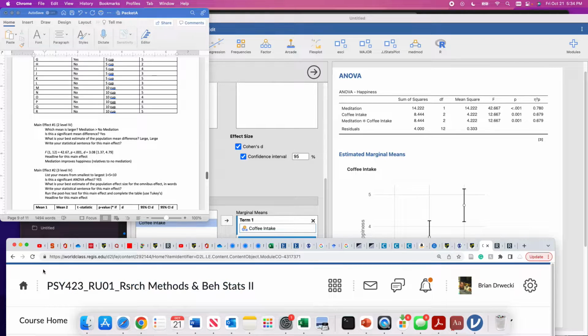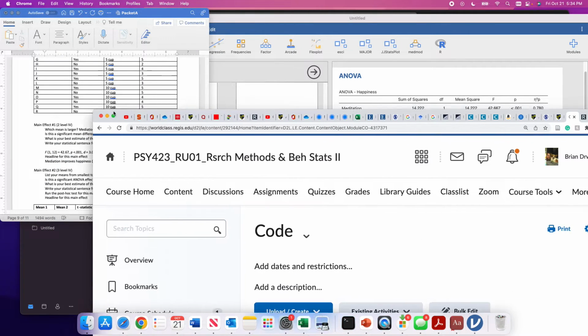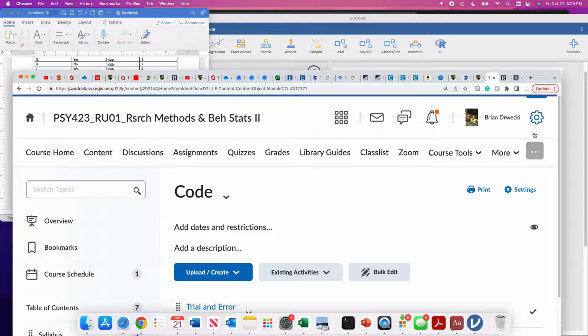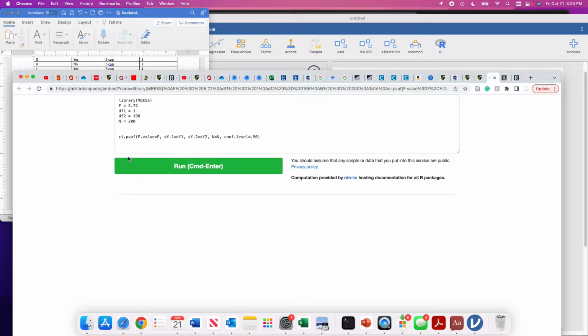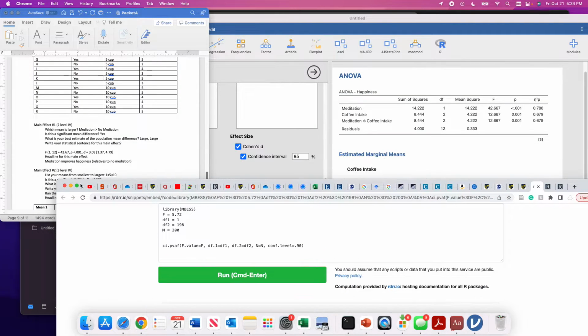So I have to calculate the 95% confidence interval, or the 90% confidence interval for between subjects F statistic. Well, we're just going to use my calculator from earlier. All right, the F statistic for the main effect of coffee is 8.44. The degrees of freedom 1 is the degrees of freedom for coffee. Degrees of freedom 2 is the degrees of freedom residuals, which is error, right?